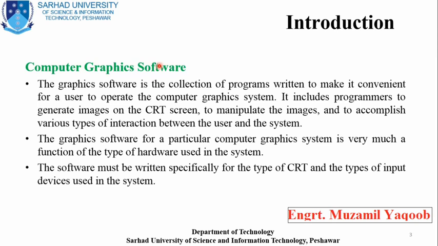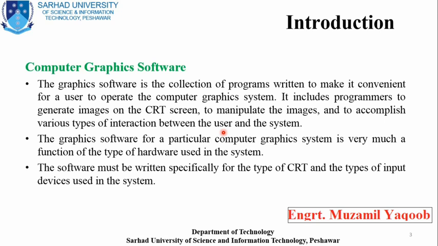First, let's go through its definition. Graphic software is the collection of programs written to make it convenient for a user to operate the computer graphic system. For example, it includes programs to generate images on a CRT screen, meaning cathode ray tube, to manipulate the images, and to accomplish various types of interaction between the user and the system.